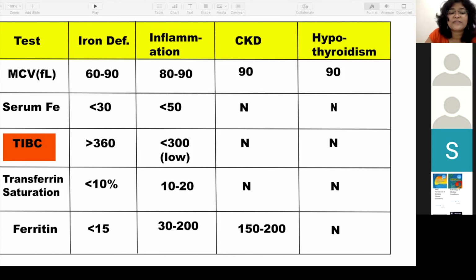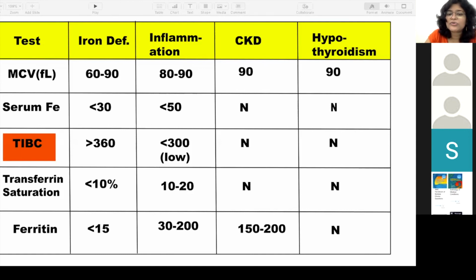But the main differentiating factor is the TIBC, which is iron binding capacity, will be low in inflammation, and ferritin will be either normal or high usually in inflammation or anemia of chronic disease. But a ferritin that is low and less than 15 is diagnostic of iron deficiency anemia. Many times the patient has both, and he has an underlying chronic inflammation, and because it's an acute phase reactant, ferritin can be abnormally high in iron deficiency. So we have to look at the other factors as well.